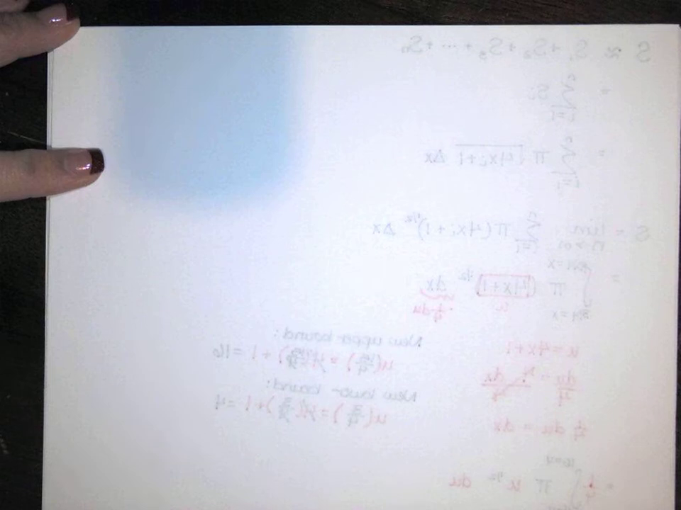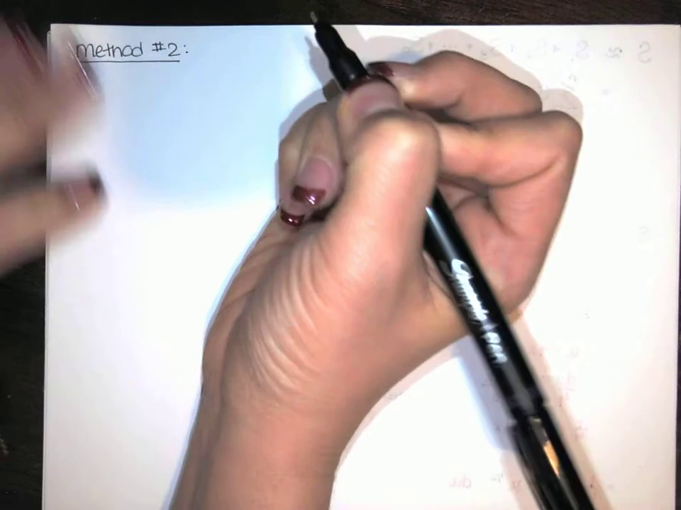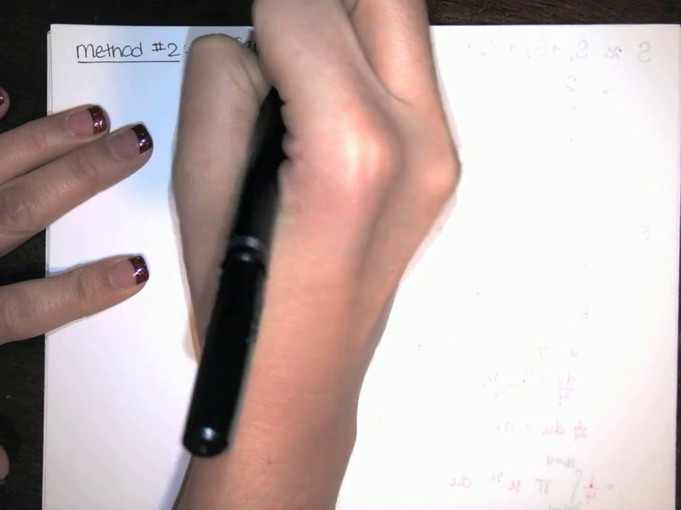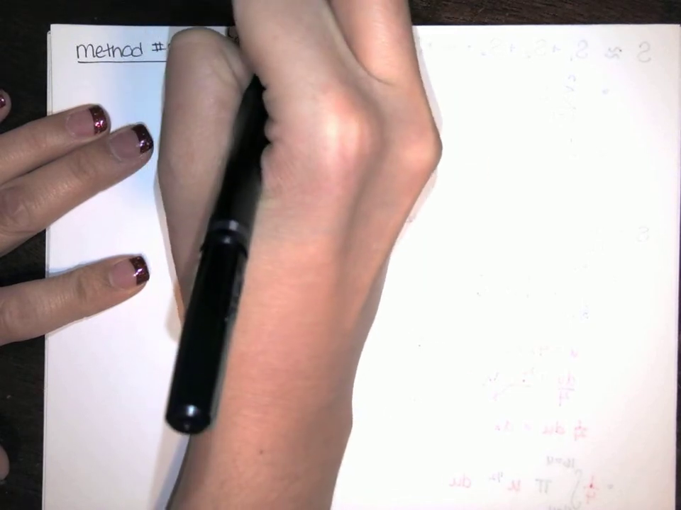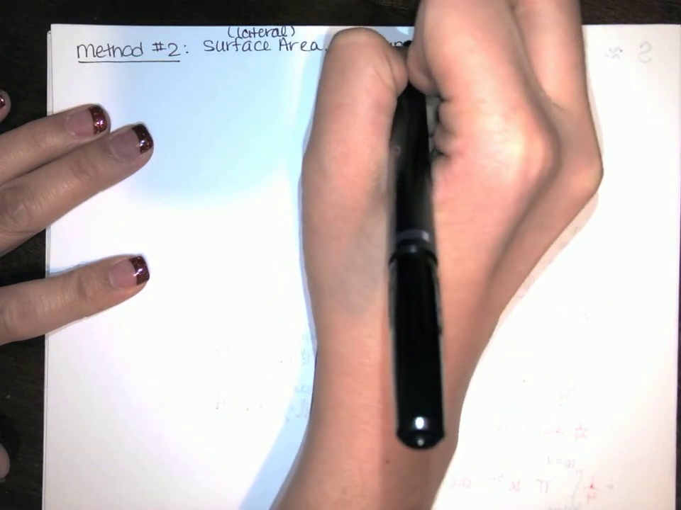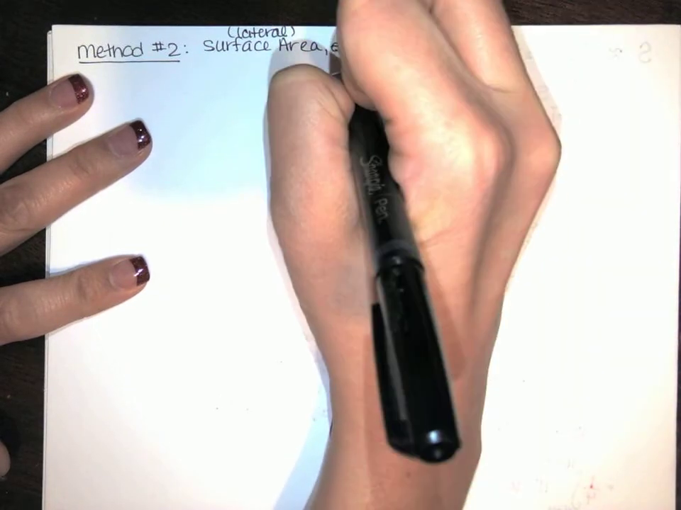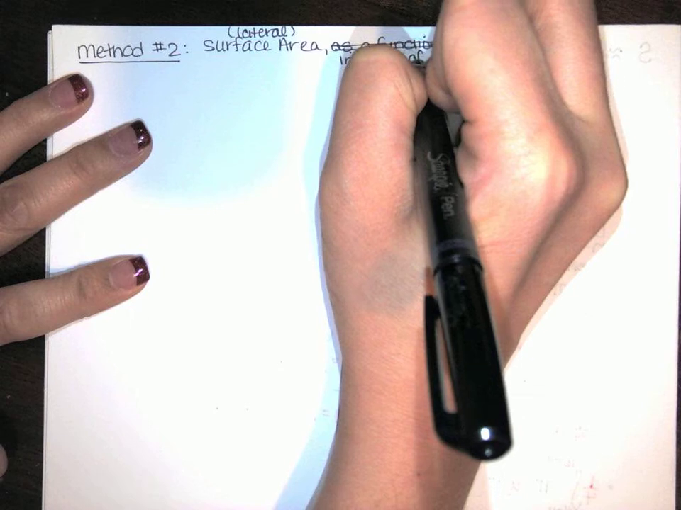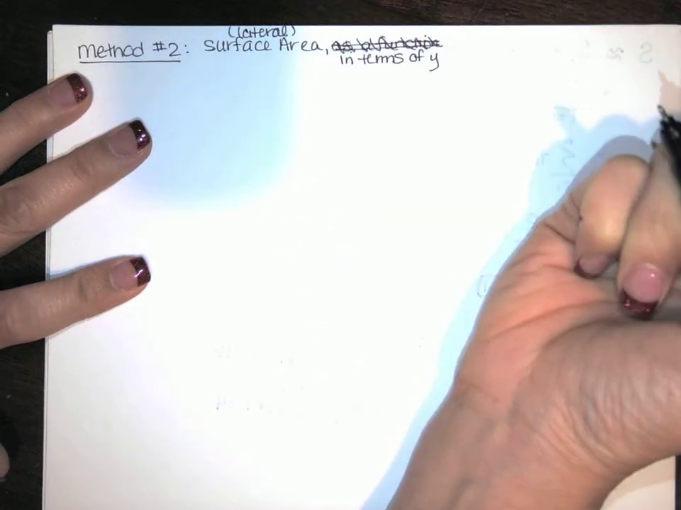Always try to use the same paper. Feel bad about all the trees. Okay. So this is the same problem, new method, or variation of the same method. We want lateral surface area, or not as a function of y, let's say in terms of y. Not exactly a function, it's just an integral in terms of y.